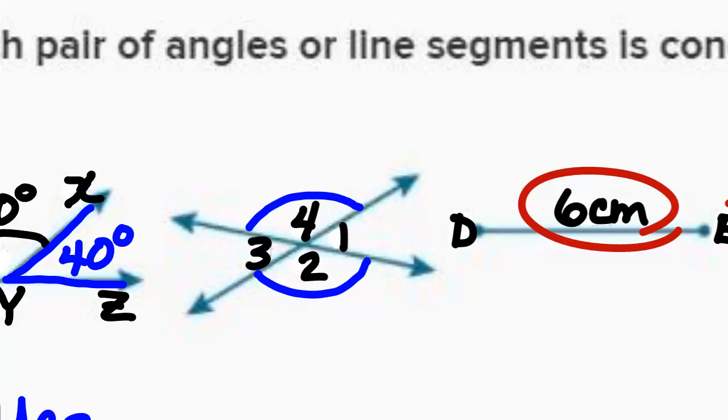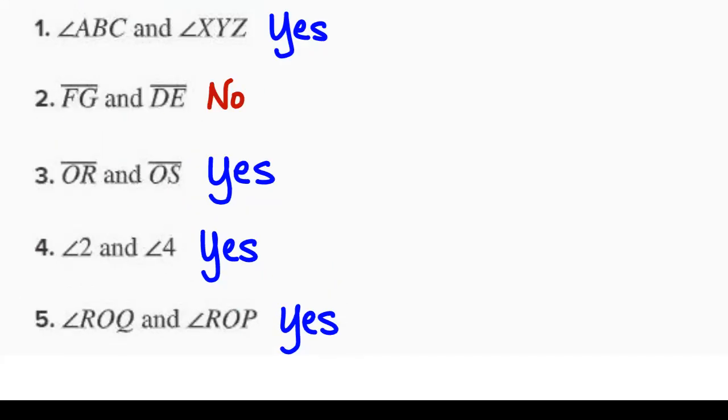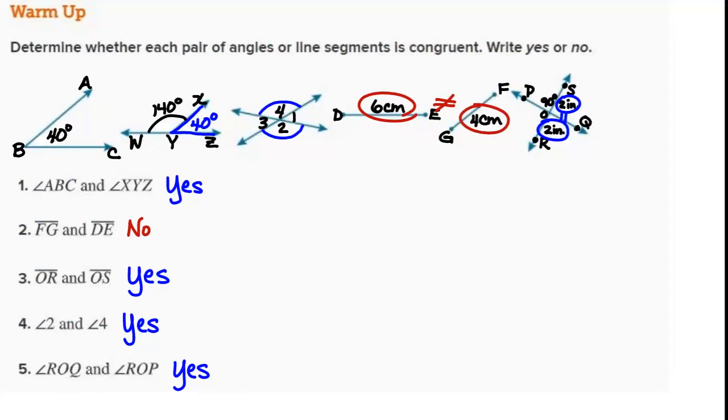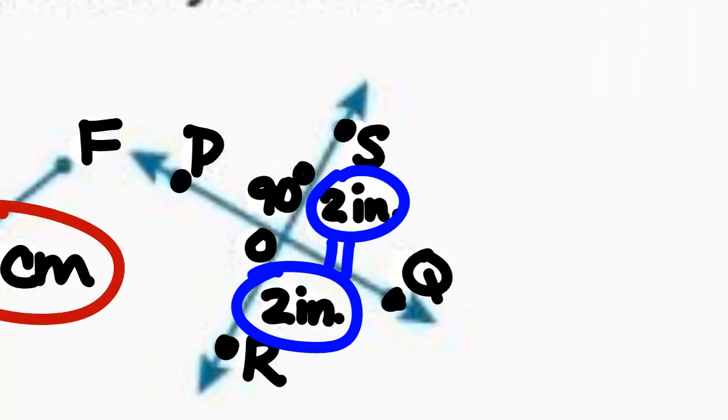Angle ROQ and ROP. Yes. Let's look at it carefully. We have lines RS and PQ crossing. And right up here, it tells us that angle SOP is how big? 90 degrees. So its vertical angle would have to be 90 degrees.